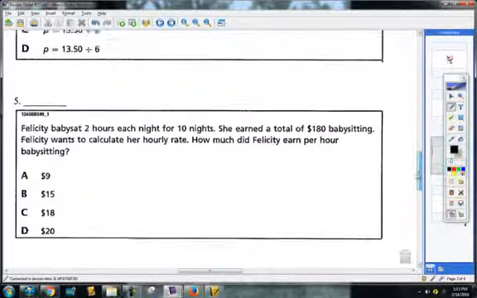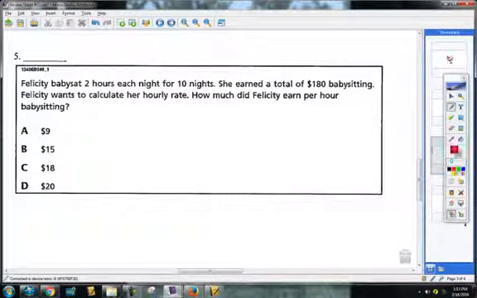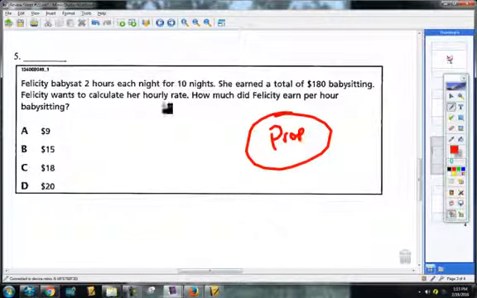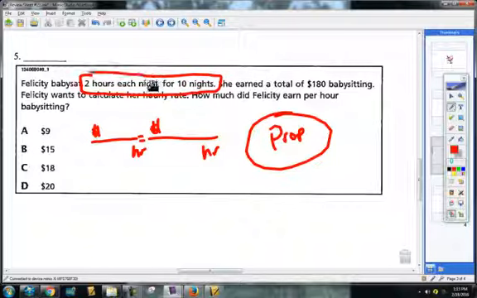Okay? Next one. This has been kind of a tricky one for people. The only thing I'm going to say, that, by the way, you have to have a proportion on this one. Okay, you have to have a proportion. But the one thing that's throwing people is it's about dollars per hour. So you know it's going to be money to hours, money to hours. Okay? But here's the key. This is what's messing with people. It doesn't give you a fake ratio of money to hours. It gives you this kind of weird thing where they say 2 hours each night for 10 nights, and then it gives you the money.